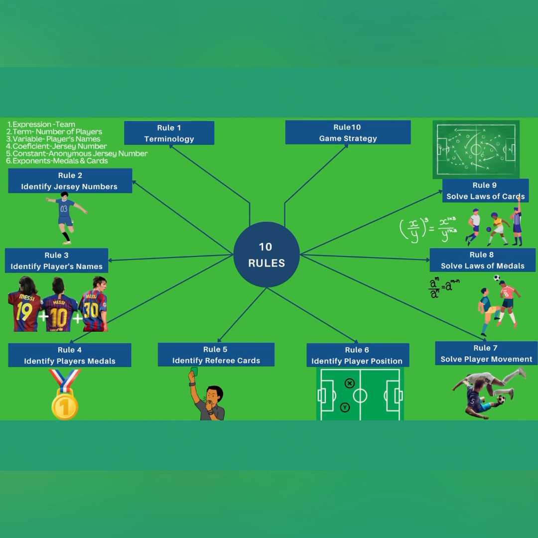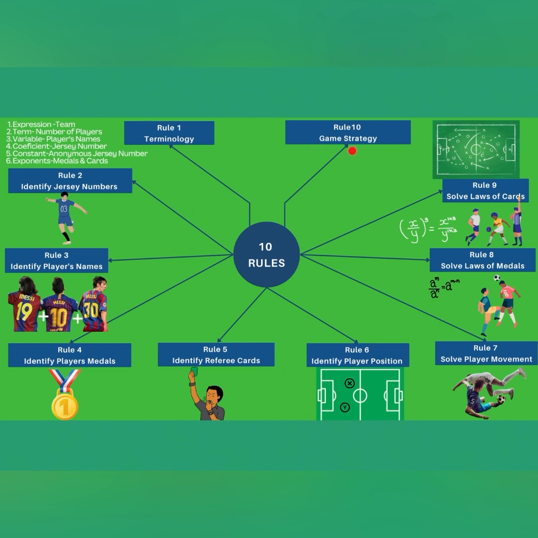Rule number 8, solve laws of medals. Once we've identified the players' medals in rule number 4, then we can solve their medals. And we have 4 laws of medals. We have the 0 law, the invisible 1 law, the addition law, and the subtraction law. Rule number 9, solve laws of cards. Likewise, once we've identified the ref cards in rule number 5, then we can solve the laws of cards. And we have the multiplication law of cards.